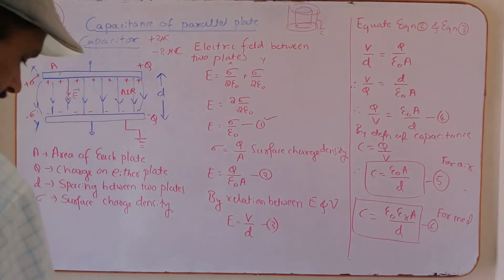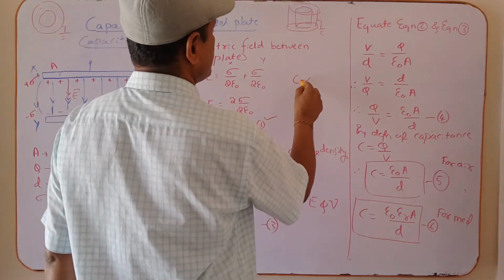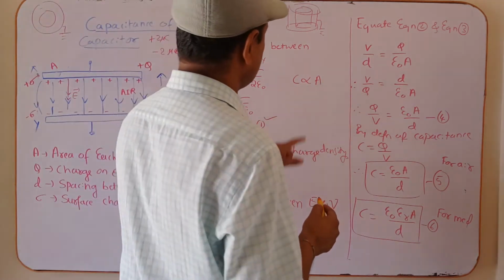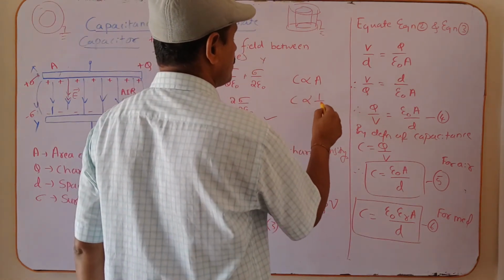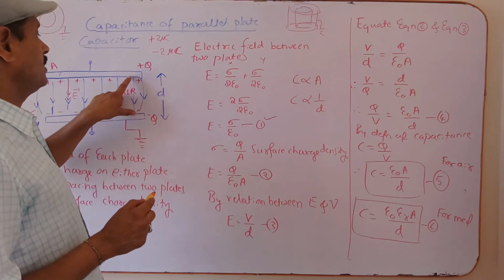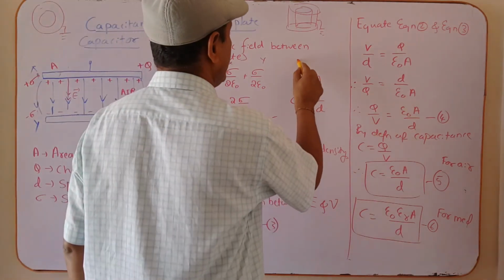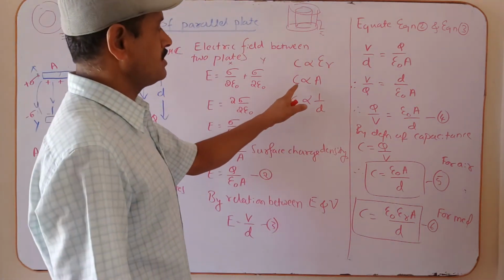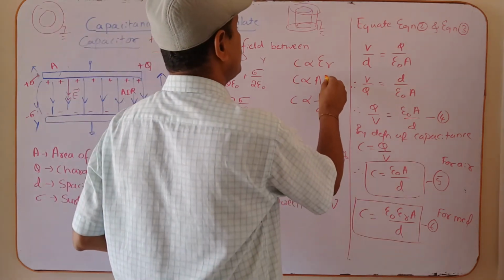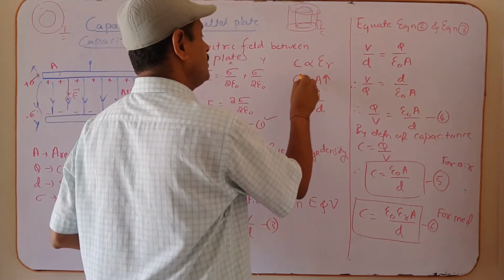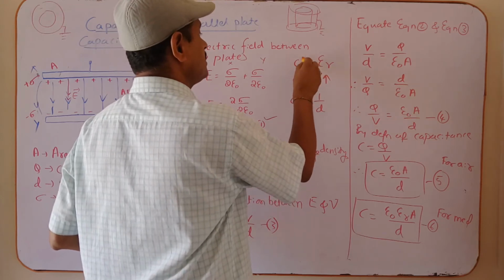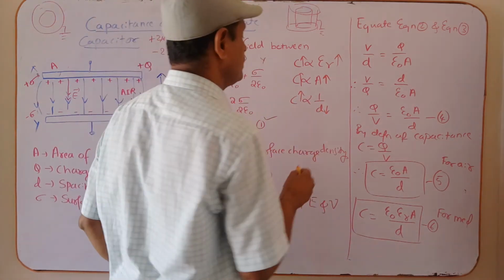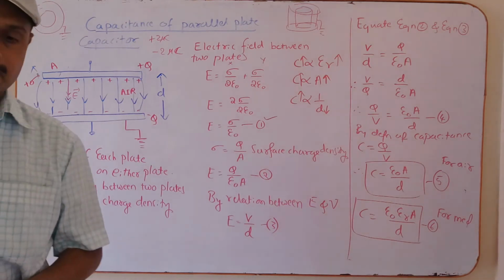Now, how are they related? See here, the capacitance of the parallel plate capacitor is directly proportional to the area of each plate of the capacitor. When A increases, C increases. It is inversely proportional to the spacing or distance between the two plates, and it is proportional to the dielectric constant of the medium. The capacitance is increased by increasing the area of the plates, by using a high dielectric constant medium between the two plates, and by decreasing the space between the two plates of the capacitor.